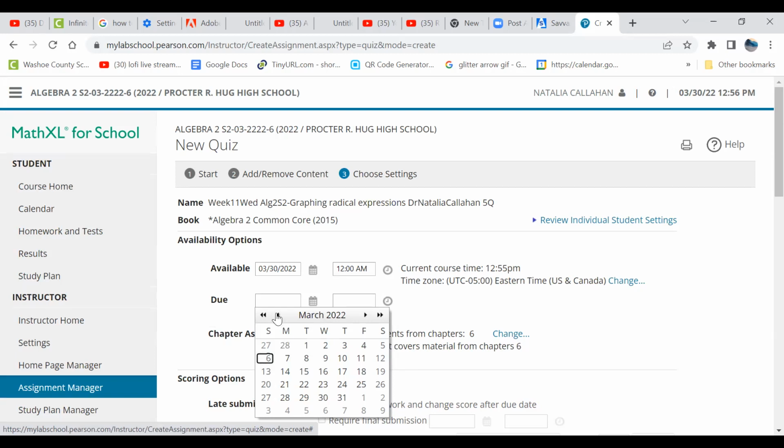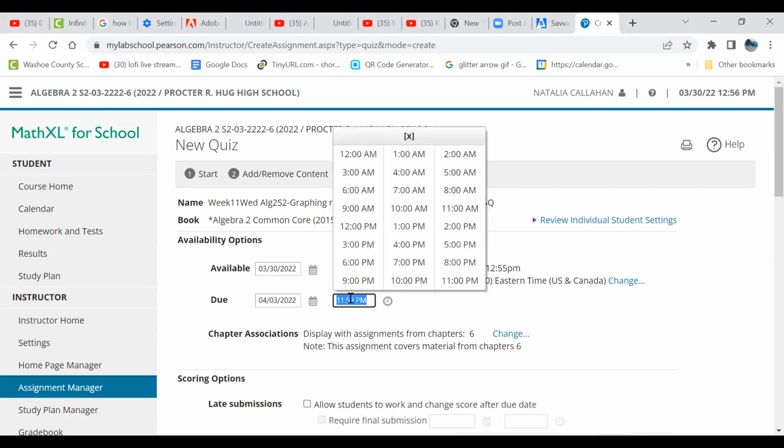Why does this not look correct? I don't understand. That doesn't look right. Oh, it is. Okay, just kidding. Okay, here we go. This is good.